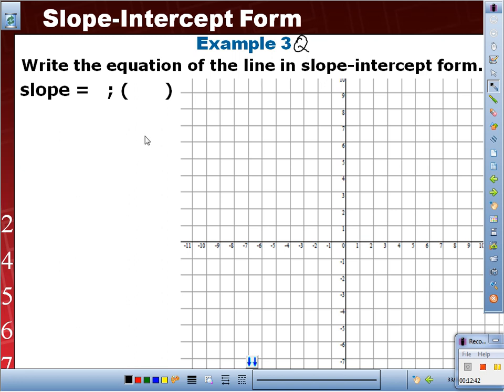Example 3. Write this down. Let's do slope negative 3 and crossing through the point (2, 3). So I'll give you a little bit of a heads up. I'll give you 1 minute. Write me an equation in slope-intercept form first, and then from there, graph it. Ready, go.